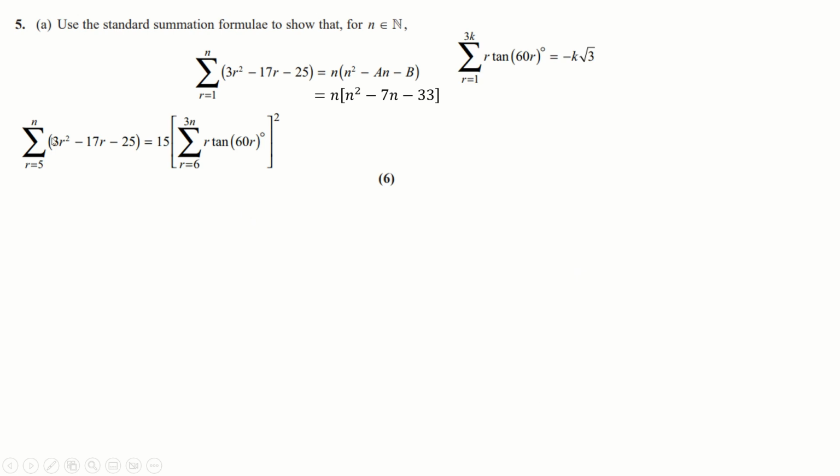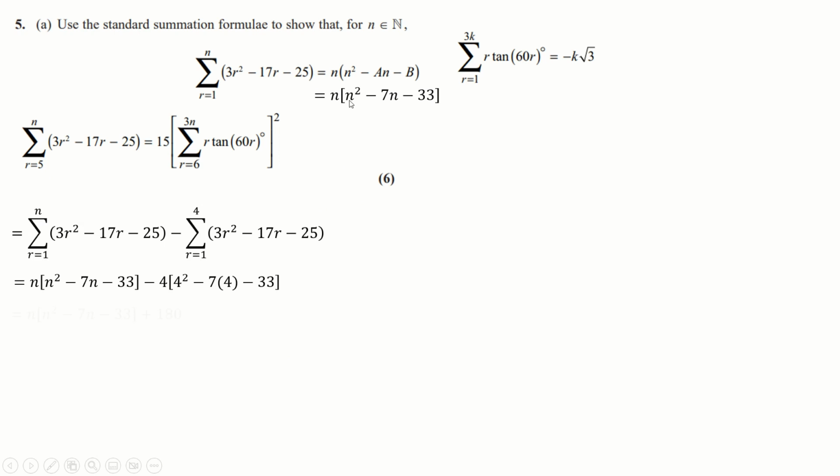Now here, we know the result for this, except we know it for r as 1, not r as 5. So we change that using the standard way. We go from 1 to n, and then we take away 1 to 4. That will just give us from 5 to n. We have the result for that. We can use the result for that by just putting n as 4 into there. You end up with this.